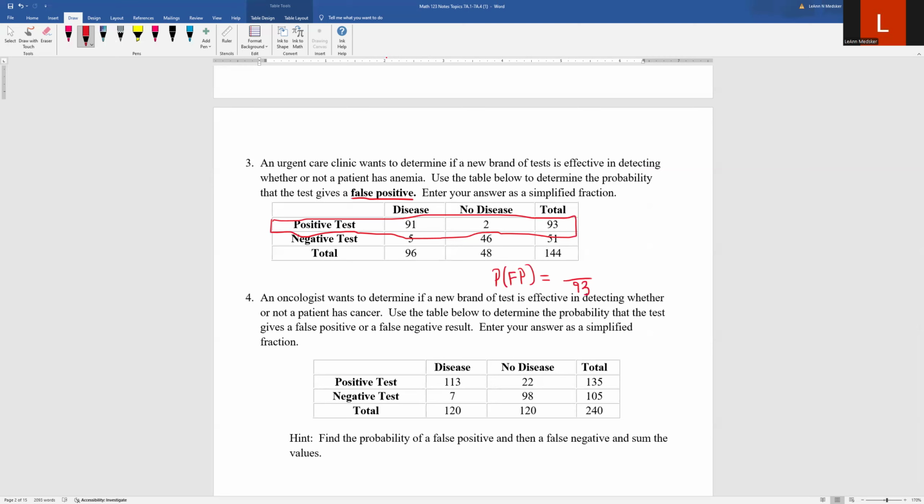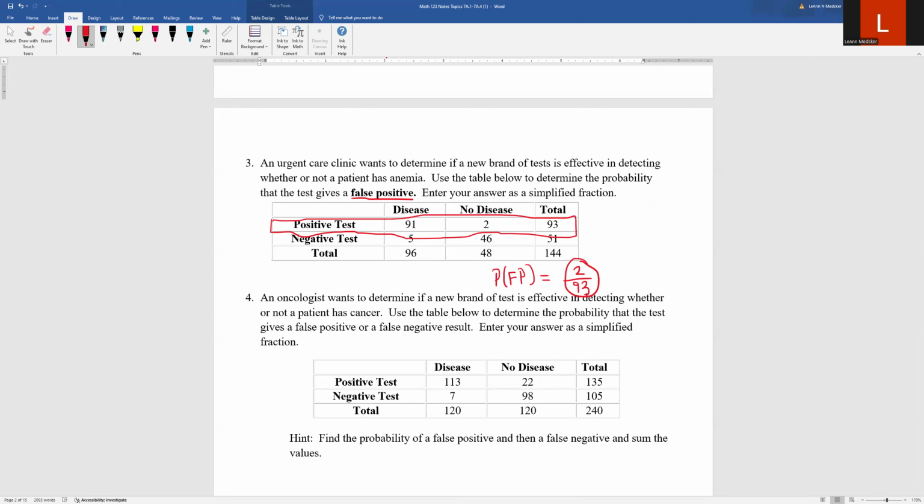So remember, positive, if it was doing its job, would mean you have disease. So we're looking at there are no disease people who tested positive. So that would be 2 people out of the 93, and that is a reduced fraction. So 2 out of 93 of the positive tests were incorrectly giving positives.